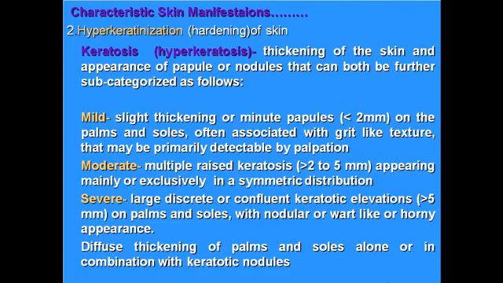In the moderate type, there are multiple raised keratoses, and the diameter is usually between 2 to 5 millimeters. In severe cases, the keratosis is widespread and the individual papule or plug is a bit more than 5 millimeters in diameter, and usually we see it on the palms and soles. Sometimes it has a horny appearance. Sometimes there is diffuse thickening of palms and soles alone or in combination with keratotic nodules.